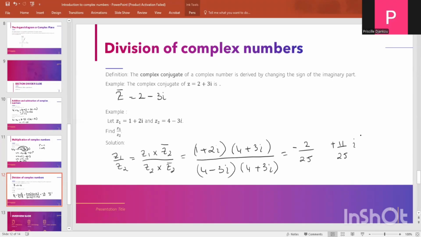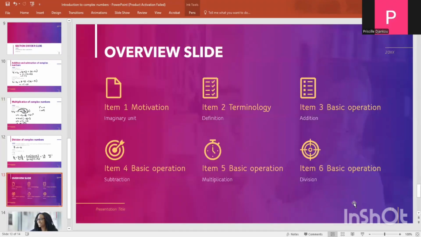That's it with regards to the introduction to complex numbers. So what did we study in this unit? We have studied the motivation. Why do we need to study complex numbers? We've seen that they are very important because they give us the possibility of getting the solution to some equations for which in the real number system it would not exist. We've defined a few terms associated with complex numbers, and we've looked at some basic operations: addition, subtraction, multiplication, and division.